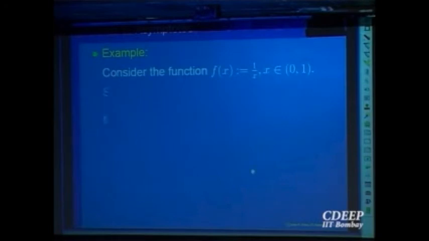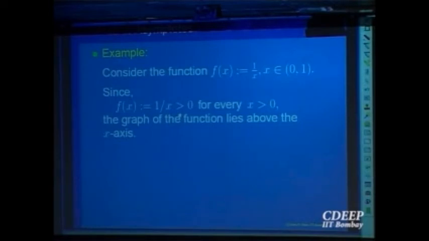So consider the function 1 over x, right? We know that when x is bigger than 0, 1 over x is bigger than 0. Okay? So what happens to the function as x increases? It is a decreasing function, right?